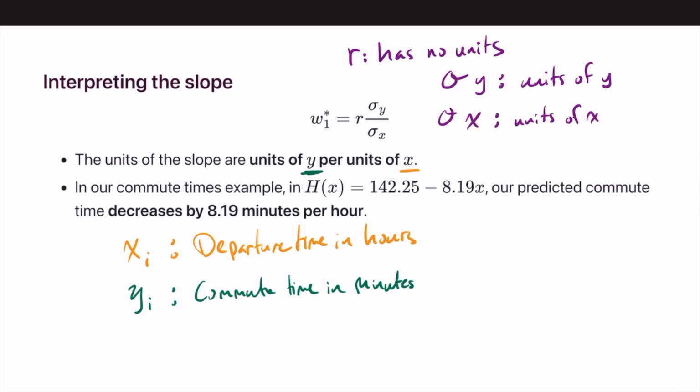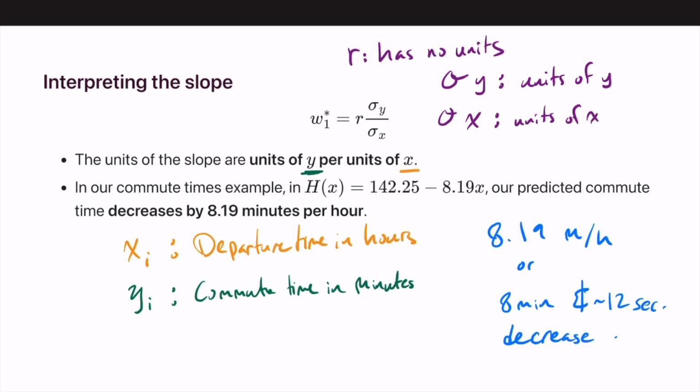And just to write this one down, 8.19 minutes per hour, or 8 minutes and approximately 12 seconds decrease every hour later you leave.